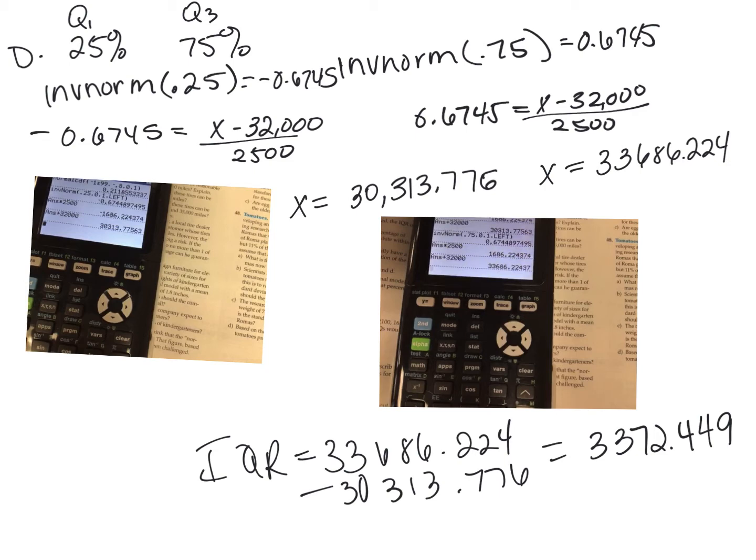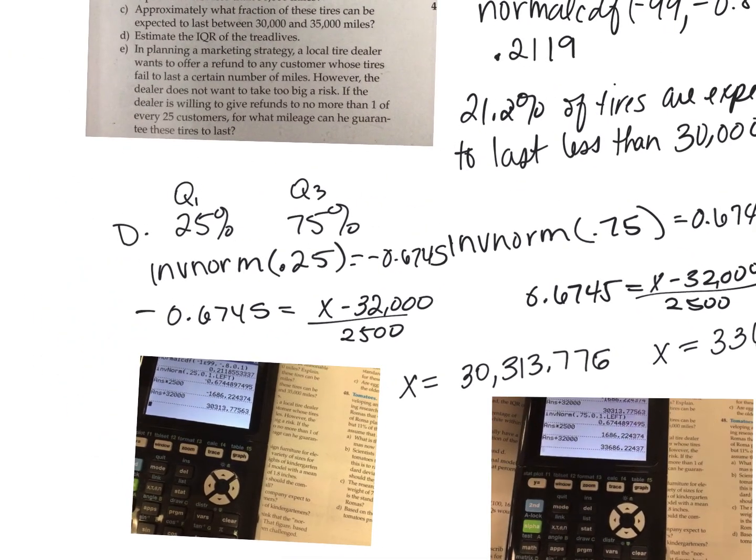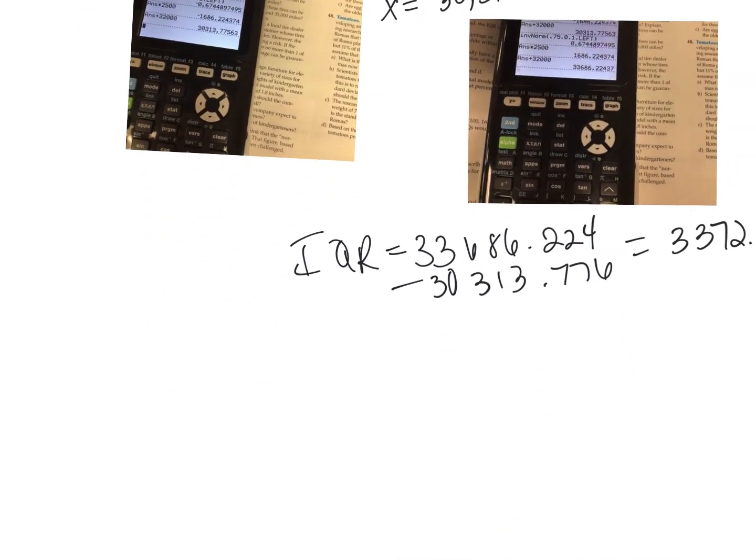Okay. And then let's look at E. In planning a market strategy, a local tire dealer wants to offer a refund to any customers whose tires fail to last a certain number of miles. However, the dealer doesn't want to take too big of a risk. If the dealer is willing to give refunds to no more than one of every 25 customers, for what mileage can he guarantee these tires to last? So he wants to give a refund to 1 out of 25 customers.